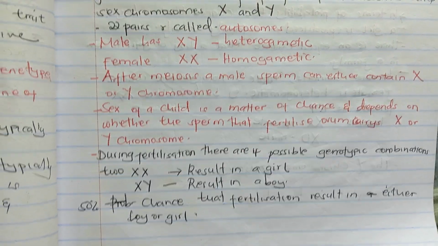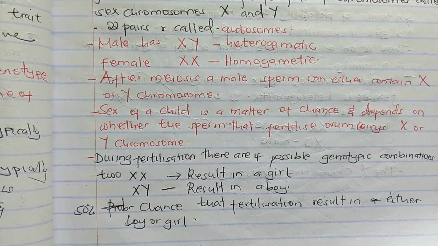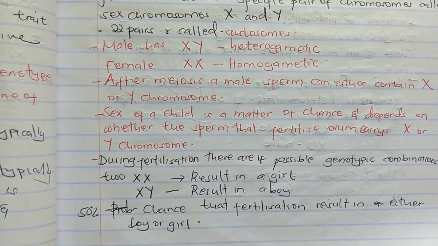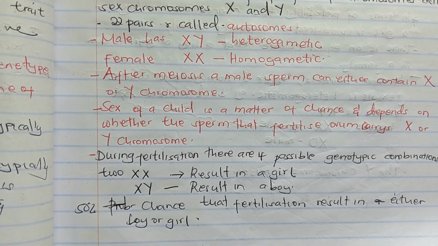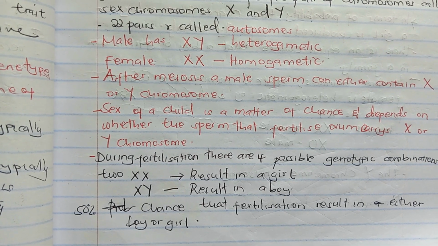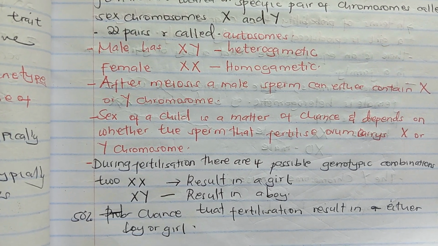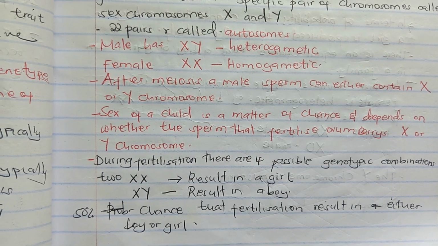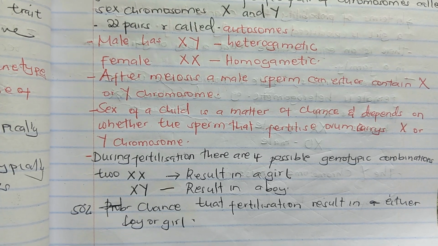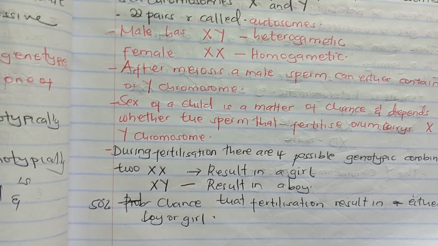After meiosis, the male sperm can have either X or Y. So the sex of the child is a matter of chance. It depends on whether the sperm that fertilizes the egg has an X chromosome or a Y chromosome. If the sperm has an X chromosome, and the female also has an X, a girl, XX, will be produced. If the male's sperm carries Y, and the woman has X, they will get a baby boy. So it is by chance that a baby born is a boy or a girl.